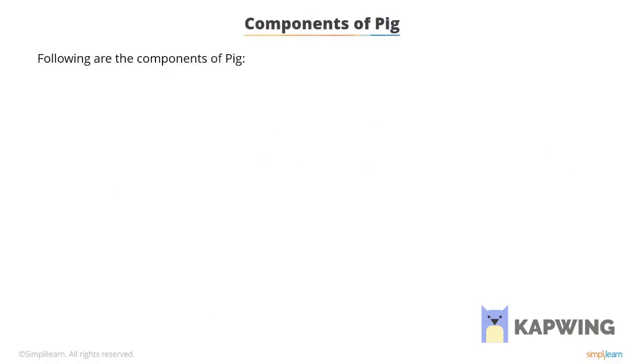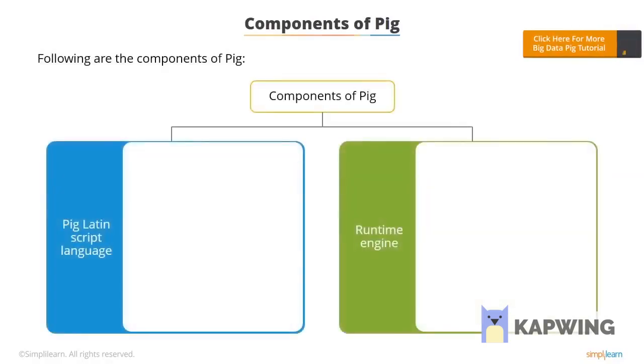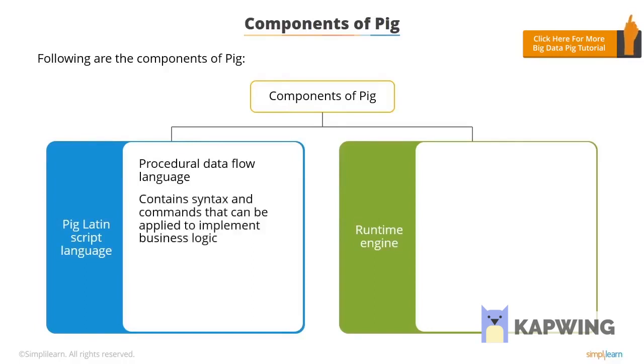There are two major components of Pig: the Pig Latin script language and a runtime engine. The Pig Latin script is a procedural data flow language. It contains syntax and commands that can be applied to implement business logic. Examples of Pig Latin are load and store.